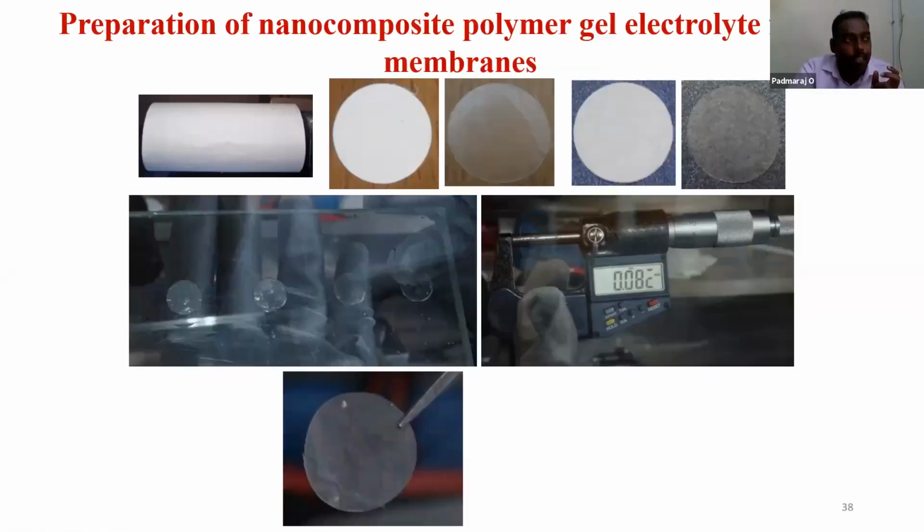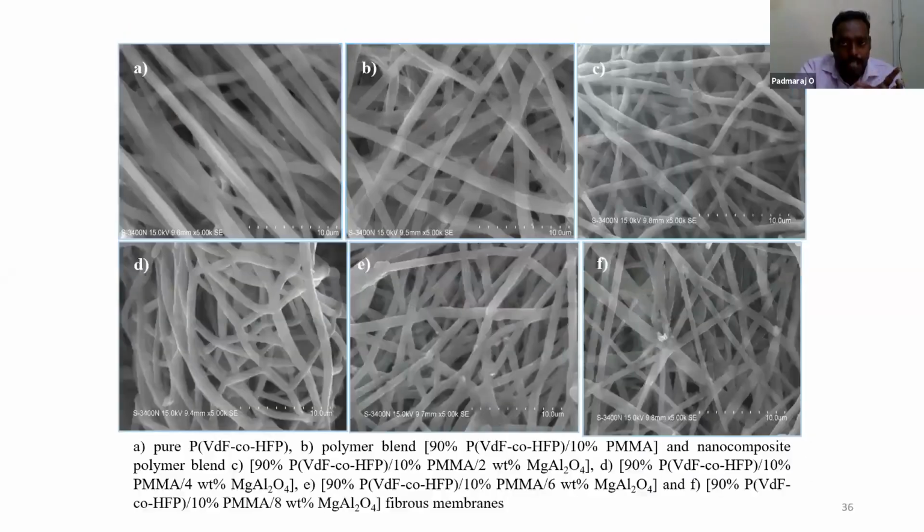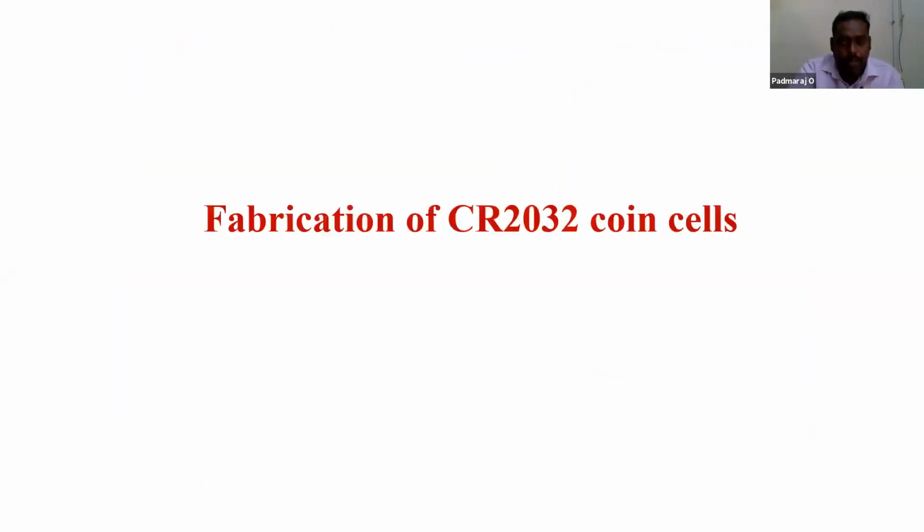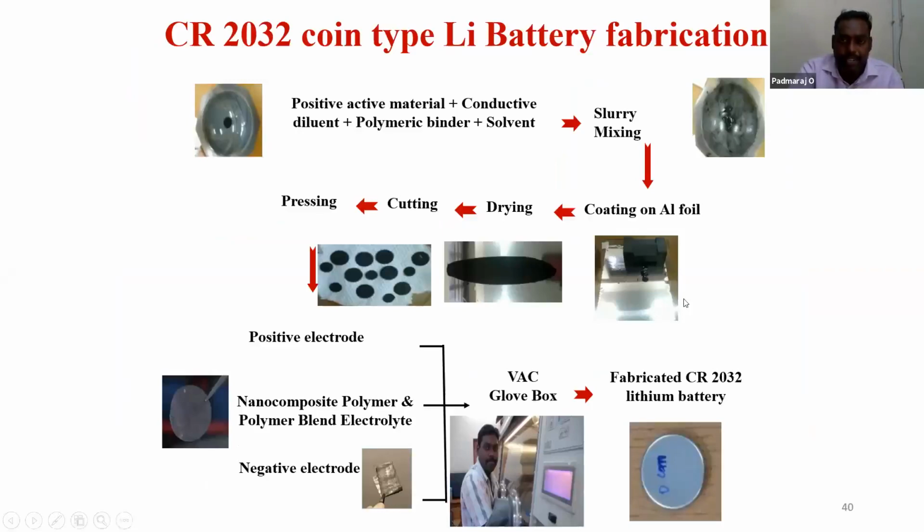Understood? After making the electrolyte solution, first we prepare the electrospun membrane, then soak it in the electrolyte, then we develop the polymer blend electrolyte fibrous membrane. After making that, we have to do the fabrication: fabrication of CR2032. This is the picture of the fabrication, and I showed you step by step.